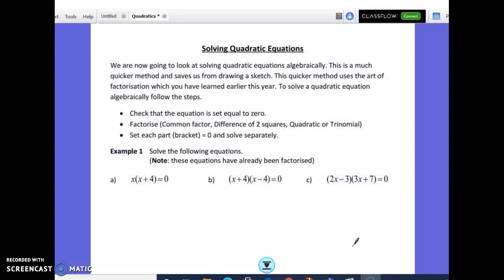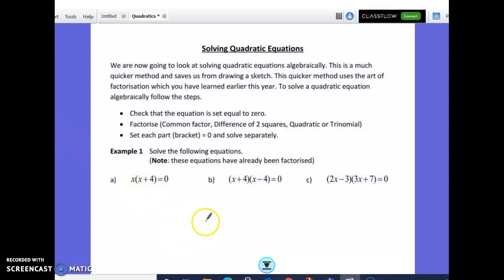What we need to understand for this is two separate things. We need to be able to factorise. That's the first thing, because we're going to use factorising to help us solve quadratic equations. And we need to have an understanding of the number 0.